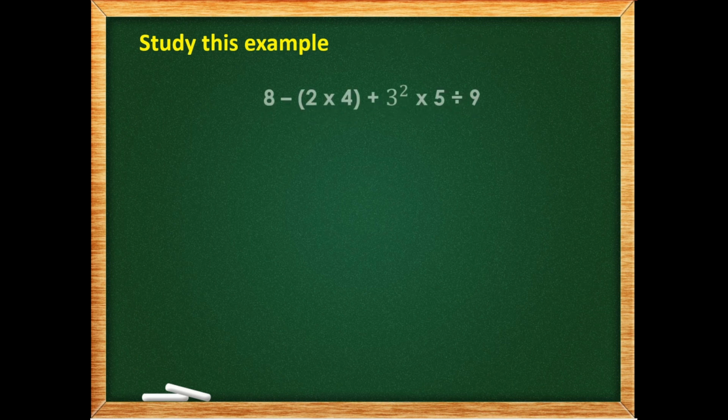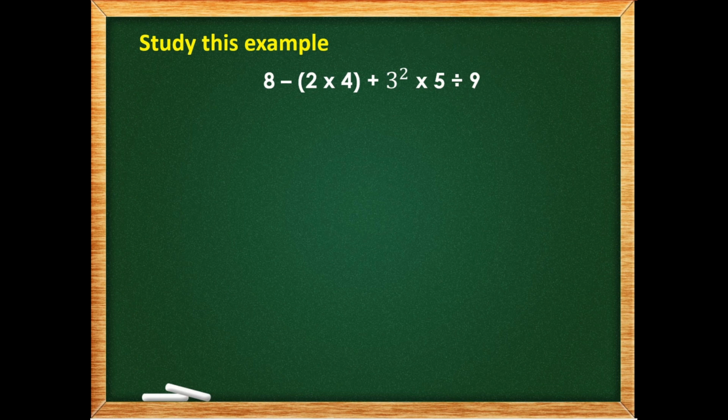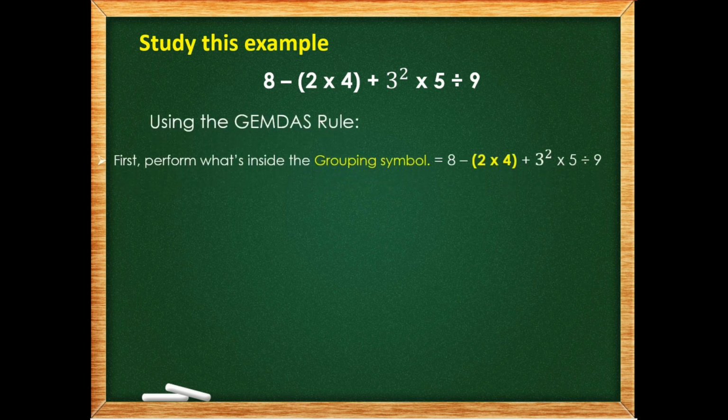So for our example, if we have 8 minus the quantity 2 times 4 plus 3 squared times 5 divided by 9. Using the GEMDAS rule, first perform what's inside the grouping symbol. So this is our grouping symbol. What's inside is 2 times 4. Therefore, copy the remaining numbers. We have 8 minus 2 times 4 is equal to 8 plus 3 squared times 5 divided by 9.